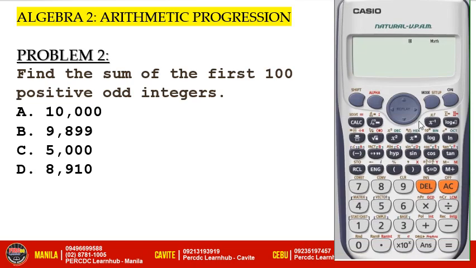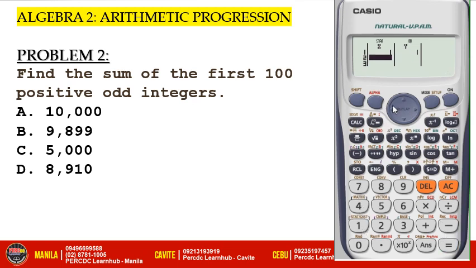Ito, mode 3-2 pa rin ito kasi this is still arithmetic progression. Tandaan always na once mag-calculate tayo, we are using calculator, mode 3-2 po para sa arithmetic progression. So, let's input mode, and then that is 3, and that is 2. Ang sabi sa problem, sum of the first 100 positive odd integers. The first term here is 1.